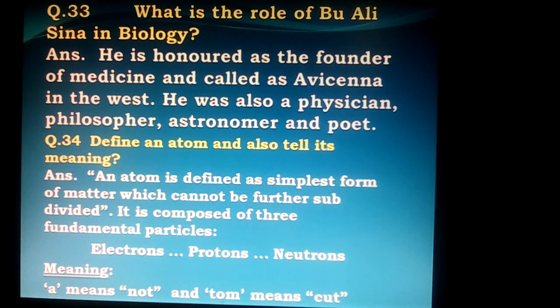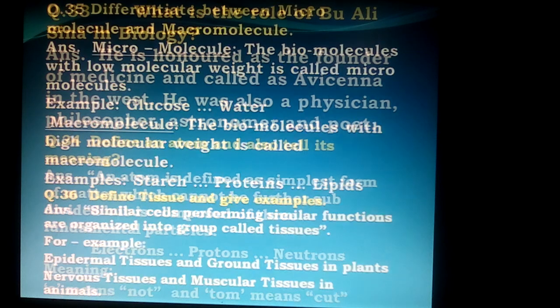The last question, 34, says define an atom and also tell its meaning. What is the meaning of atom? Atom is defined as the simplest form of matter which cannot be further subdivided. But it has 3 fundamental particles, that is electrons, protons and neutrons. Or the meaning of atom: a means not and tom means cut. So atom means not cut, it means not further subdivided.